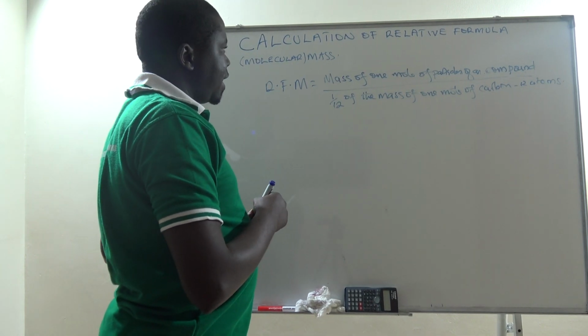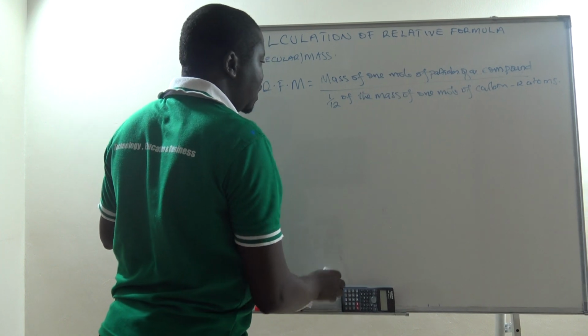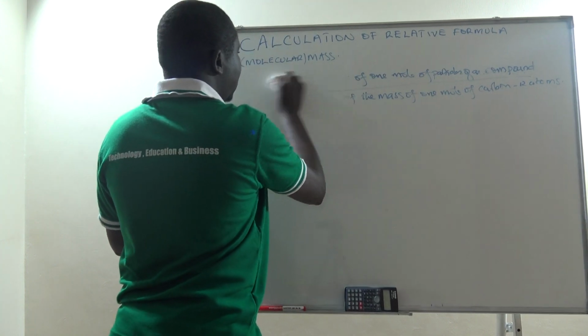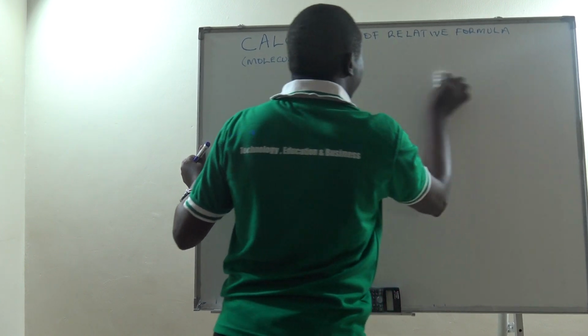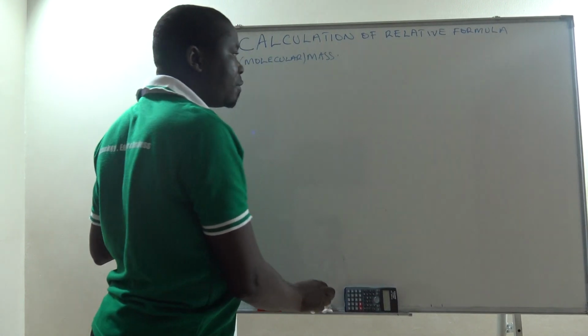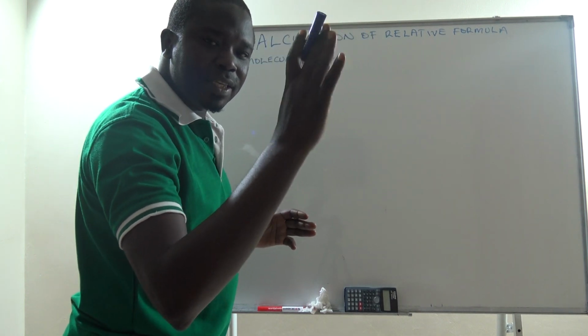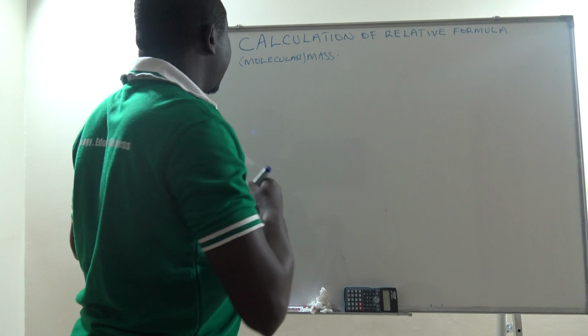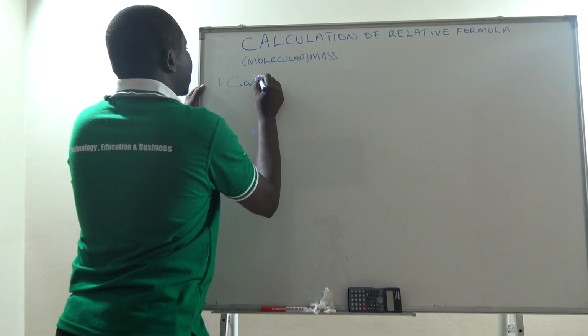Now in the calculation of relative formula mass, we shall not be using this expression. Instead, we shall be using the values of the relative atomic masses of the elements which are found in 1 mole of that compound. We shall be adding the relative atomic masses of those elements. So let us take, for example, carbon dioxide.